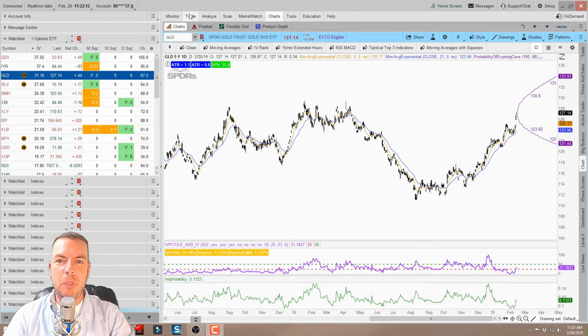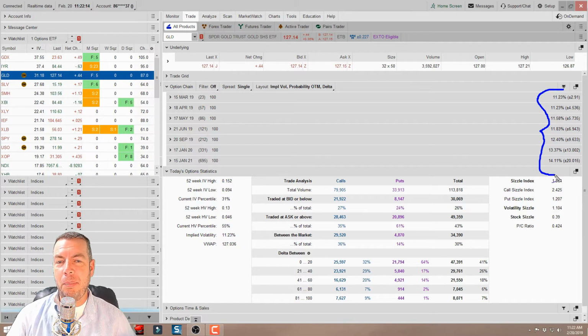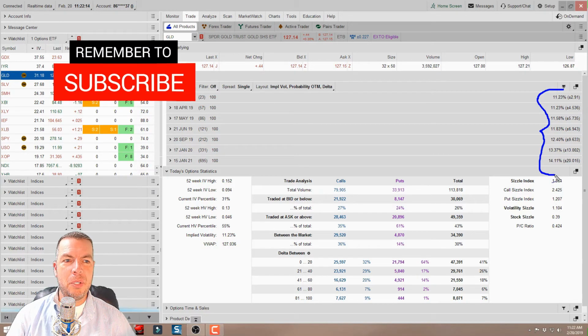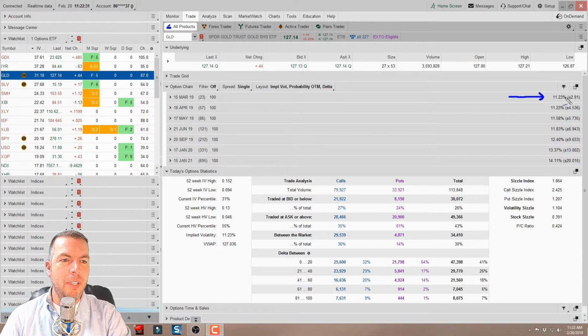So when we look at these numbers over here on the trade tab and they're sitting here at 11%, we could look at that and say, well, is that a high implied volatility or is that low? Well, it's not the highest it's been all year. We're at 31% of where we've been all year. What these numbers represent is what the current implied volatility is in this series based on option pricing for option buyers who are buying out of the money calls and out of the money puts. They're driving these numbers right here.